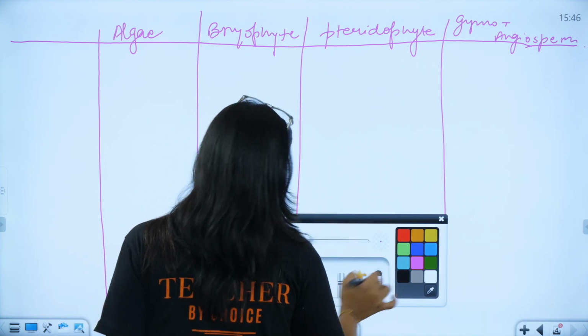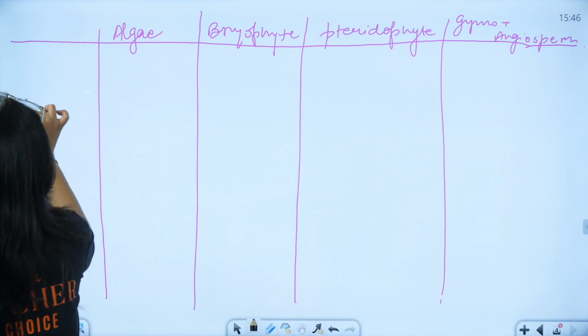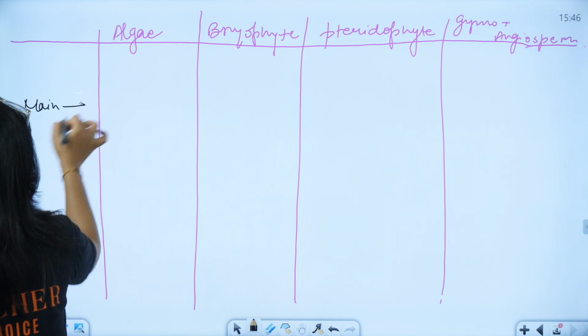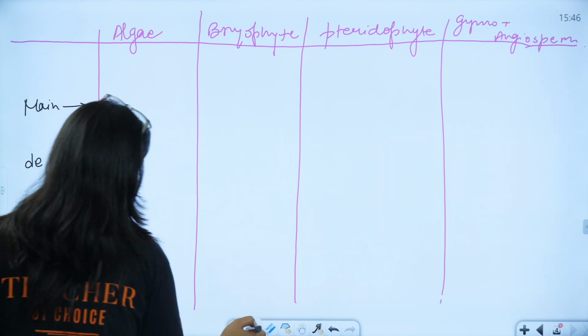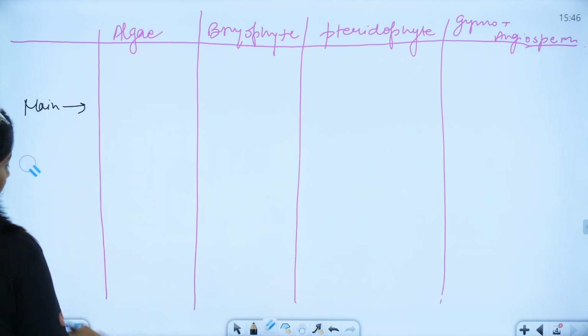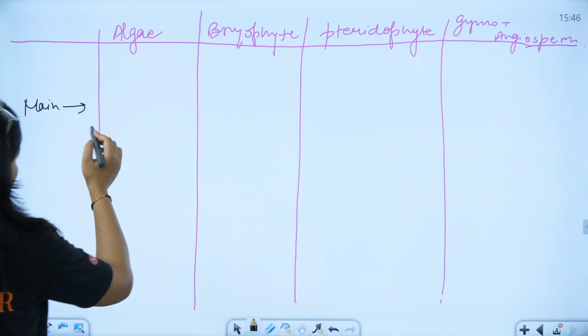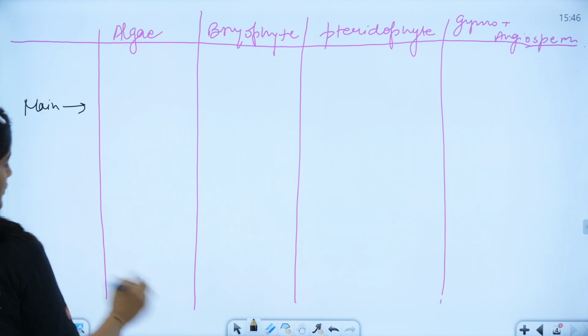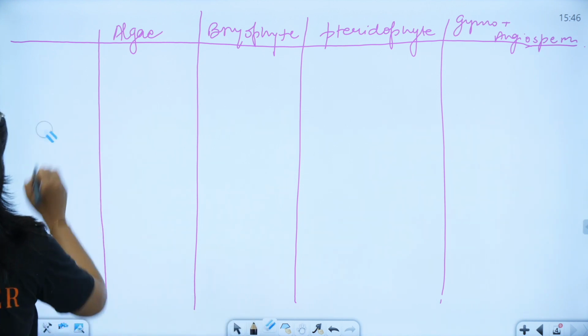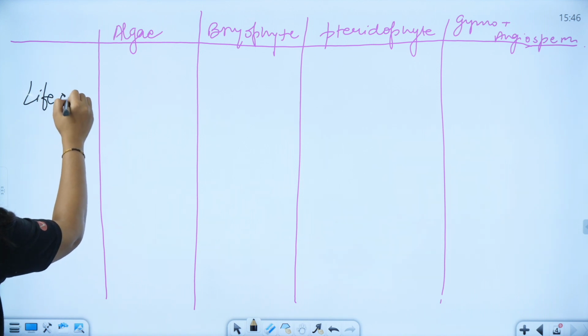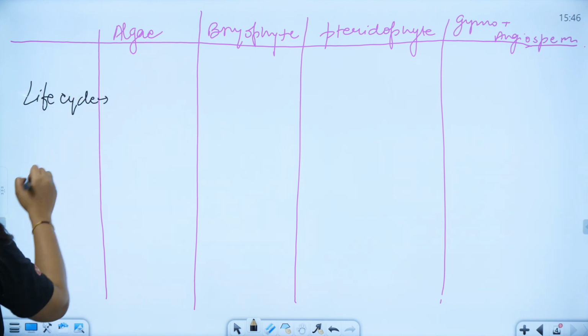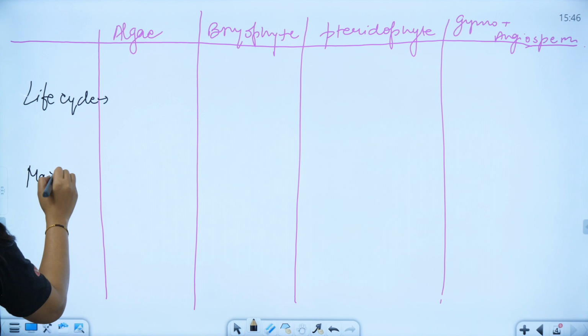What is going to happen in these plants? We are going to discuss the main plant body and the other special points. First of all, let's talk about the life cycle shown by them, and then we are going to discuss the main plant body.